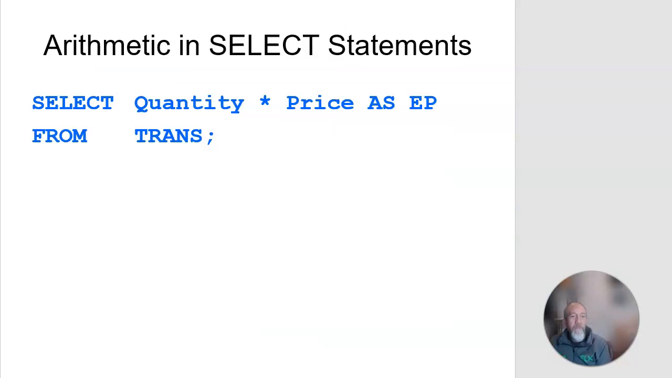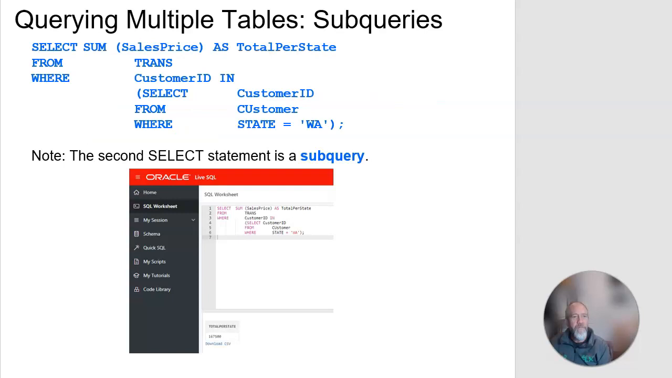Okay. What else can we do? Well, this isn't select star. This is select quantity times price, as in this case, EP. That's just the output column that you're going to have for that. But it will actually do the math, which is kind of nice.